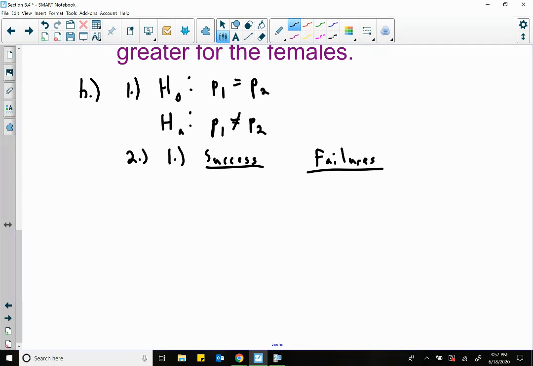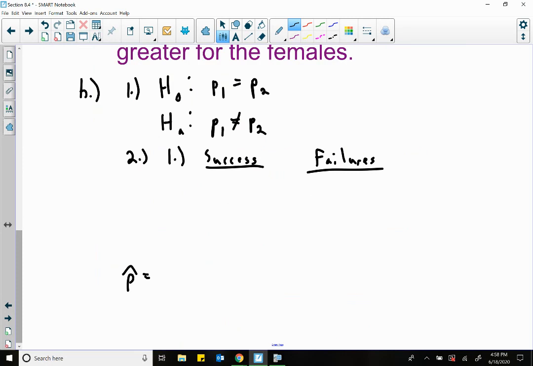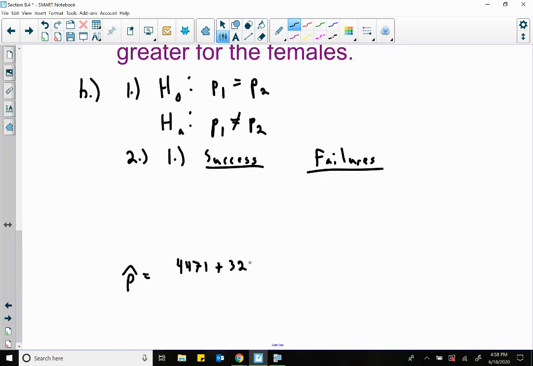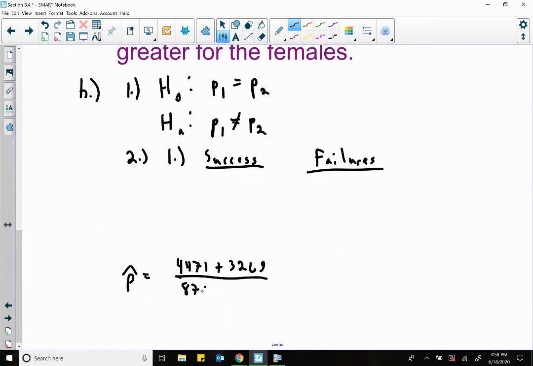All right, so successes. We need to figure out the null hypothesis value. So we'll take the women who smile, which is 4,471. We'll add that with the men, which was 3,269. And then we're going to divide that by the total number of women, which was 8,749, plus the total for the men, which was 7,075.